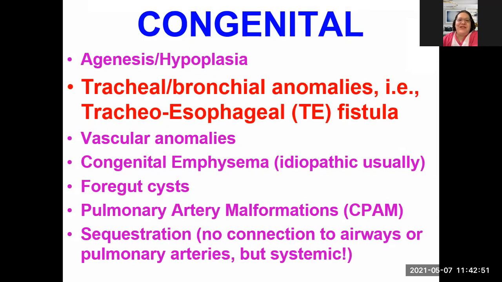So you have different causes of congenital lung disease. You have agenesis or hypoplasia, where there is failure for the lungs to actually form properly. And then you have tracheal and bronchial anomalies, like the presence of your tracheoesophageal fistula. And this abnormality is usually one of the most common congenital abnormalities with the lungs.